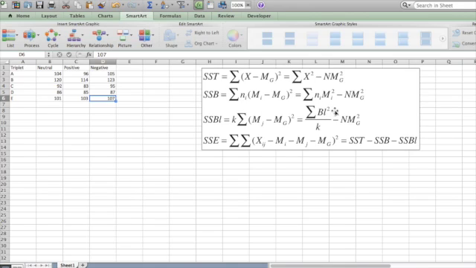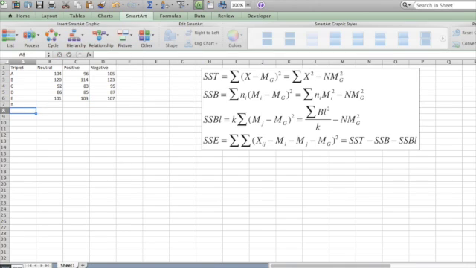Some of these formulae are very difficult to work with, so we're going to use algebraic equivalents that use some easier computations. As you can see here, each one of these contains the term big N times the grand mean squared. Sum of squares error is very ugly. It's very hard to compute, so what we're going to do is take the sum of squares total, subtract the sum of squares blocks and the sum of squares between to get that term.